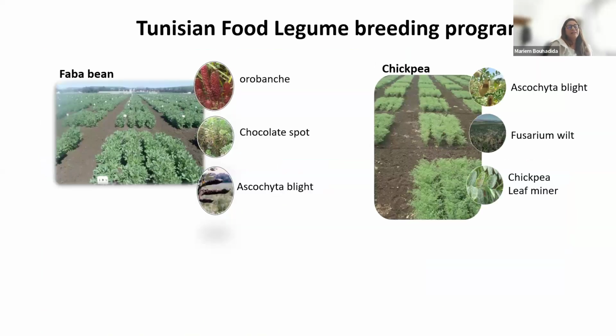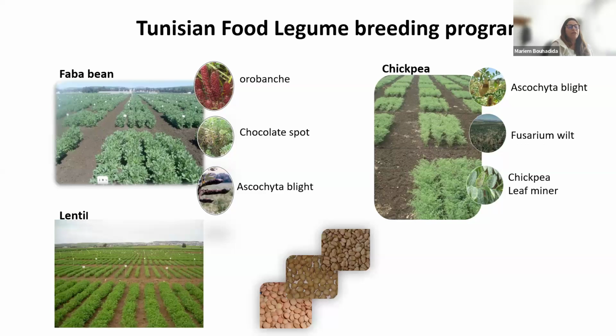So I would like to give a very brief overview of the three legume breeding programs at INRAT. We have the faba bean breeding program, the second one, the chickpea breeding program, and the lentil breeding program. All of them are focusing on creating or releasing new varieties with high yield potential, resistant to the major biotic and abiotic stresses, good technological and nutritional quality, and suitability for mechanical harvesting.